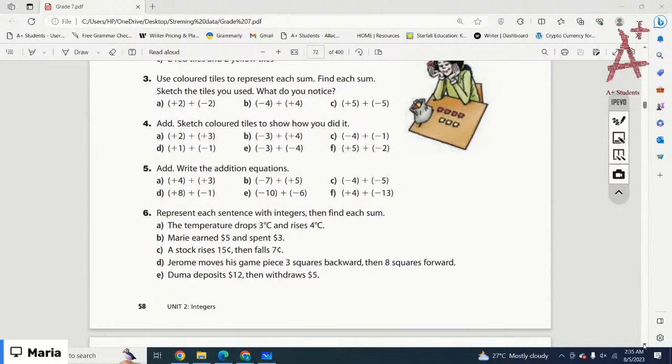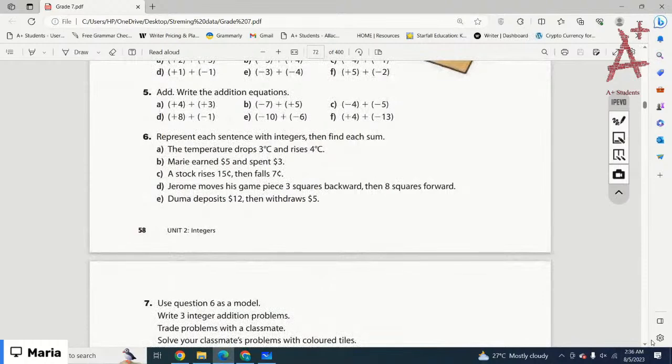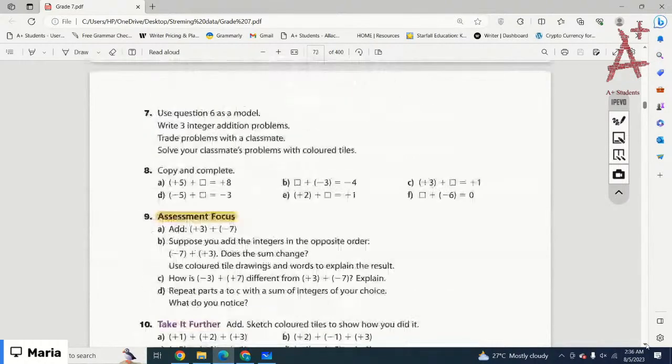The next question is question number 7. Use question 6 as a model. Write three integer addition problems, trade problems with a classmate. So you have to use question 6 as a model, right? That means you have to write three integer addition problems, right? That means you have to write three statements, like we did in question number 6.